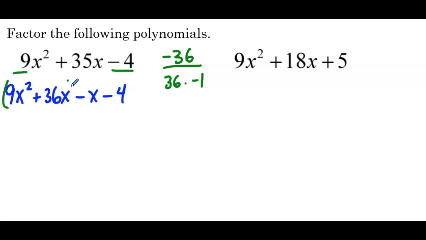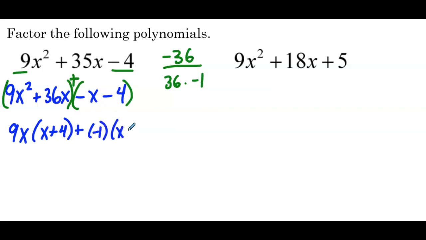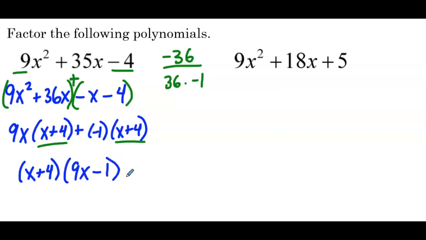We can group our first two terms together, our second two terms together. Get that plus sign in between. Greatest common factor of the first two terms is 9x. Leave us x plus 4. To get x plus 4, we're going to factor out a negative 1. And then we have x plus 4. Greatest common factor between those terms is x plus 4, so we'll factor that out. And we'd be left with 9x plus negative 1, which is 9x minus 1.